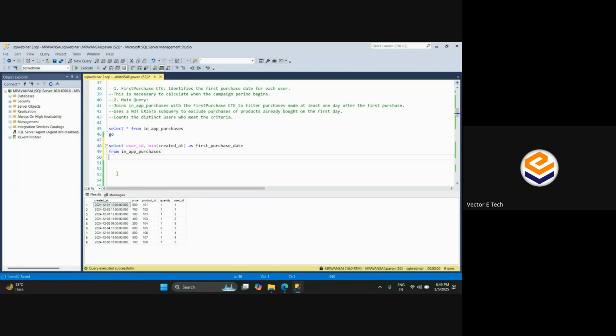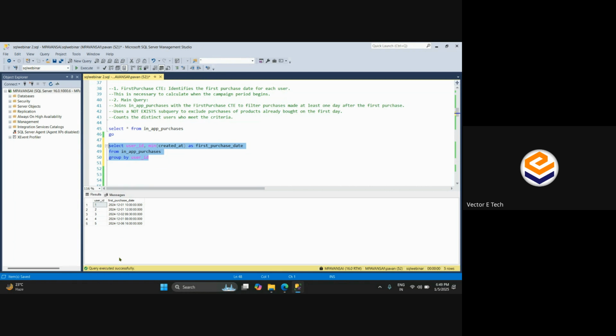So since we used the minimum function, we need to group by aggregation function, right? Group by user_id, right? Now if you execute, you can see these are the user IDs and these are the minimum purchase dates, or you could say the minimum dates where they have created that application, or you could say the first purchase date it is.